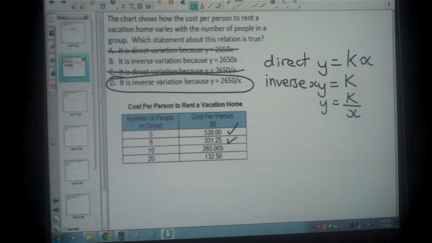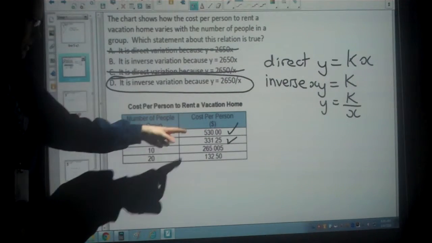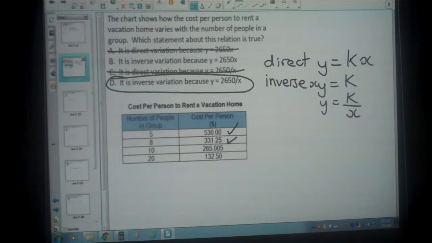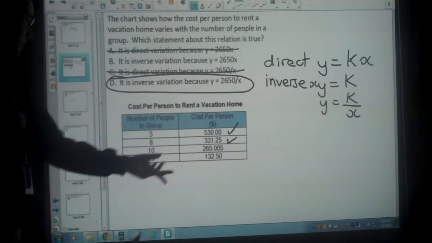A lot of questions tend to do the inverse variation, so make sure you're aware of that. As one set of figures goes up, the other set of values goes down. Or it could be the other way around. If this one was to go down, the cost would go up.